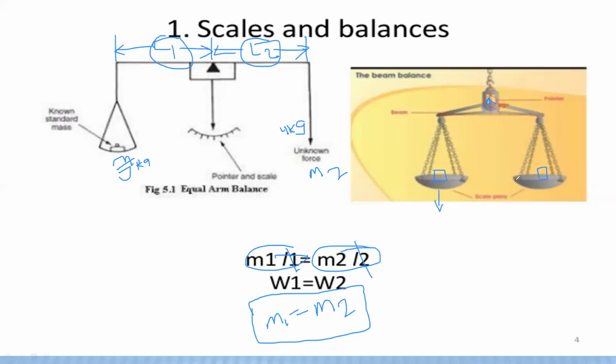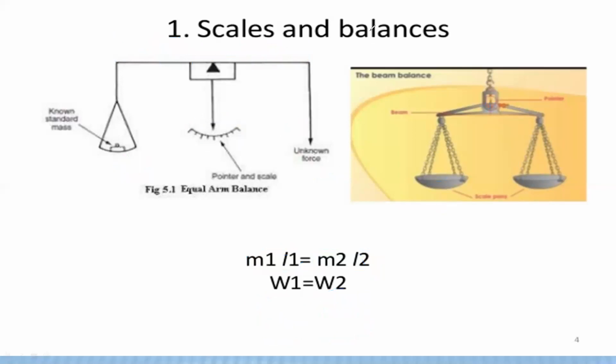Now I am placing a 7 kg stone on this plate. The right plate is moving in the downward direction. So how much deflection am I getting through this equal arm beam balance scale? I can measure it through the pointer and the calibrated scale. This is force measurement using scales and balances.